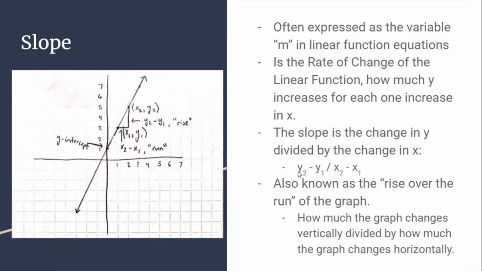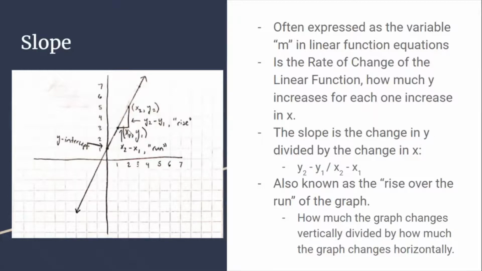This is often shown in the equation as y2 minus y1 divided by x2 minus x1, where x1, y1 is one coordinate pair, and x2, y2 is another coordinate pair. This is also known as the rise over the run, because the rise is how much the graph goes up and changes in the vertical direction, or the y direction, over the run, so how much it changes in the horizontal direction, or the x direction.